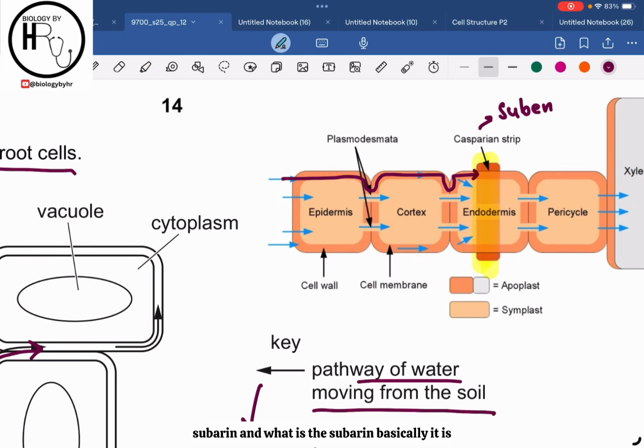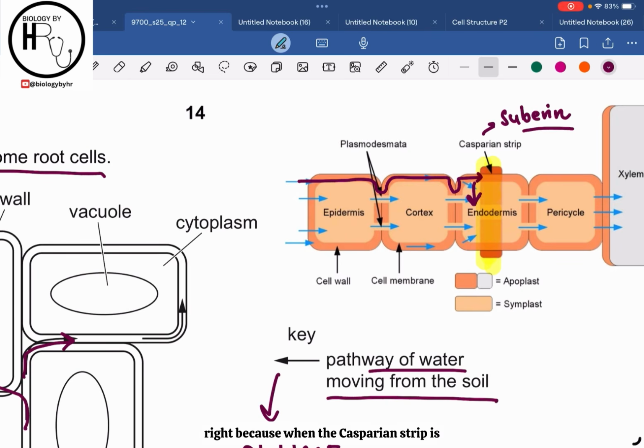And what is the suberin? Basically it is a component which is impermeable to the water and the solutes in the cell wall, right? Because when the Casparian strip is reached, then the apoplast pathway is blocked, and then the water is forced to cross the plasma membrane so that it can enter the endodermis. So the symplast pathway has started over here.